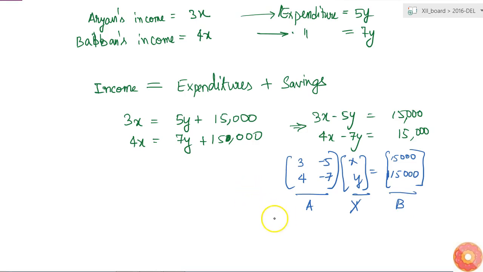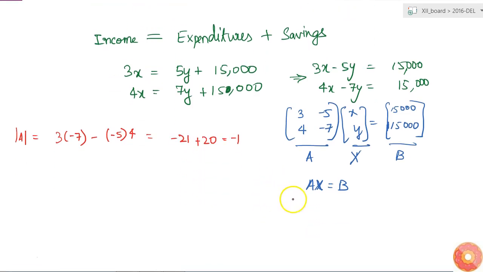So in matrix notation I got AX is equal to B. So I can find X only if A is invertible. To check whether A is invertible or not, I need to find the determinant of A. Determinant of matrix A is equal to 3 into minus 7 minus 5 into 4, which is equal to minus 21 plus 20, which comes out as minus 1. Determinant of A is not 0, therefore A is invertible.